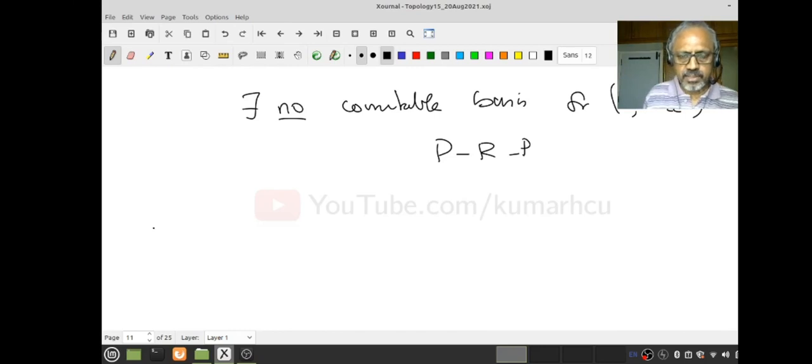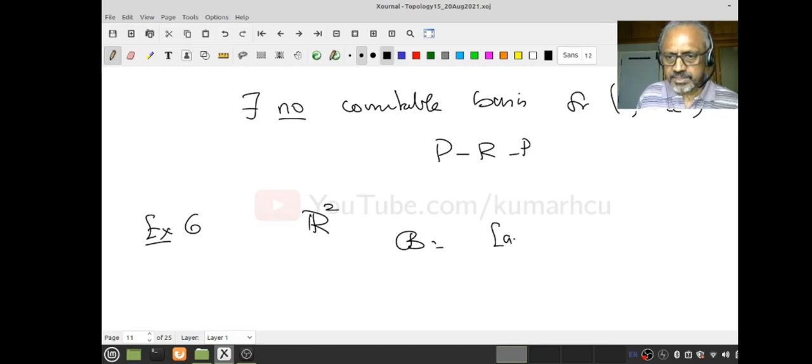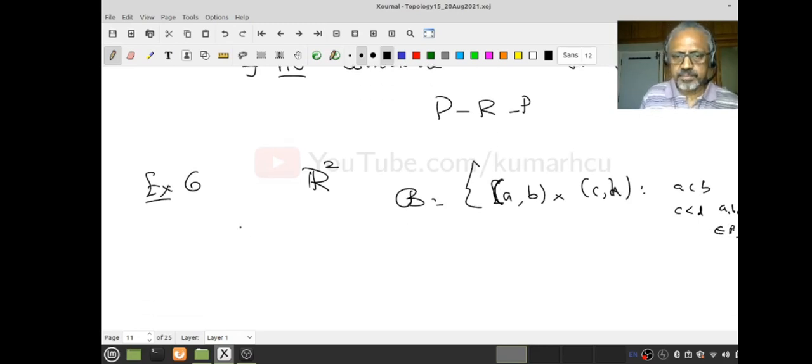Now just one more example, last example, maybe 6. Let us look at R2, right? Let me look at script B, which is a collection of open a b cross open c d, that is, open rectangles, where a less than b and c less than d, and a, b, c, d are in R. Is this a basis?